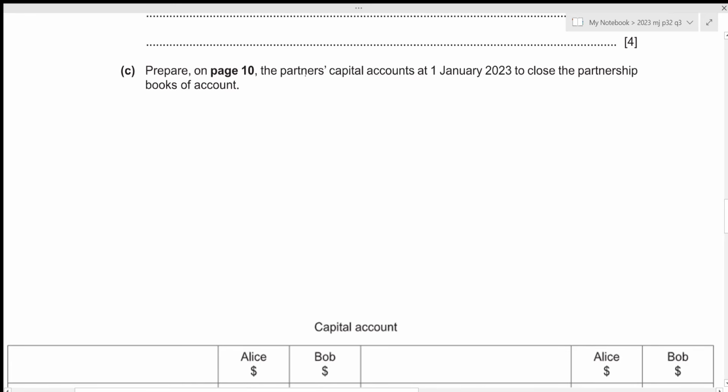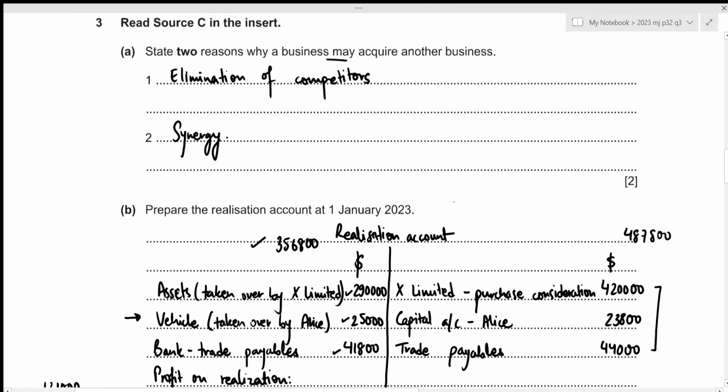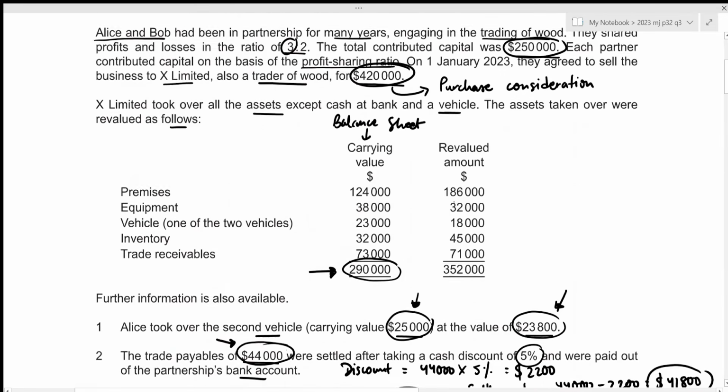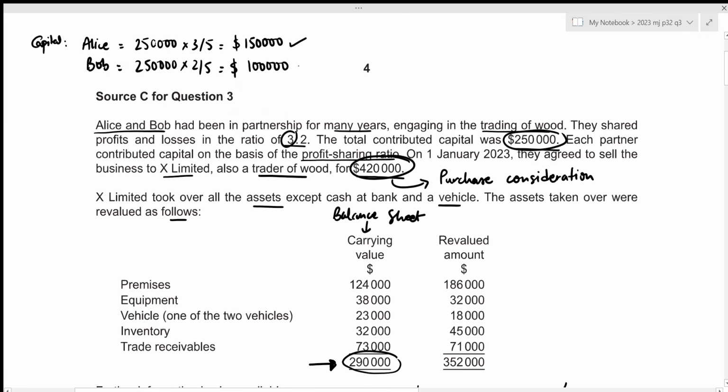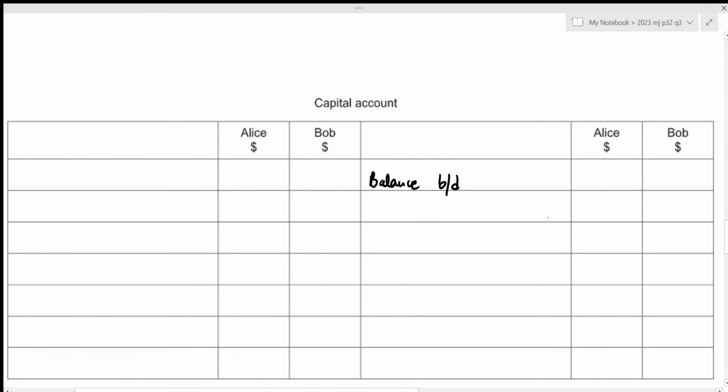Now, we need to prepare the partner's capital account at 1st January 2023 to close the partnership books of accounts. Okay, always remember that the opening balance for capital account will be on our credit side. So we can start there. We've already figured out the capital balances for both Alice and Bob. That's 150,000 and 100,000. Let's write it down.